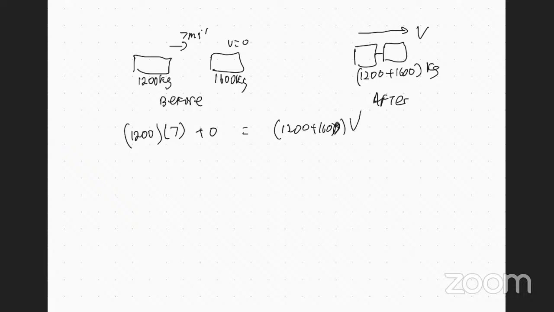V is equal to 8400 over 2800. That will cancel. How much is that? Yeah, that's 3 meters per second. All right, so that's how you work it out, right?